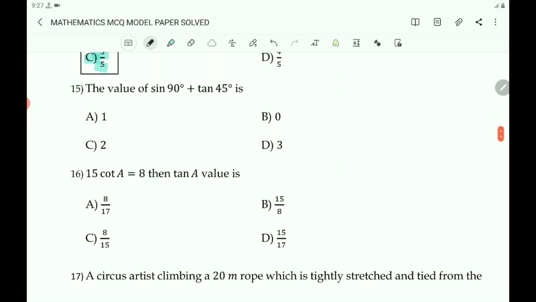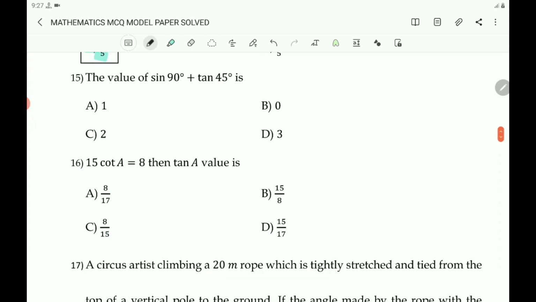Next you take the 15th question. The value of sin 90 degree plus tan 45 degree. You know the value of sin 90 is 1. Tan 45 is also 1. 1 plus 1 equals what? 2. Sin 90 plus tan 45 is 2. So which is the answer here? Option C. Option C is the answer.